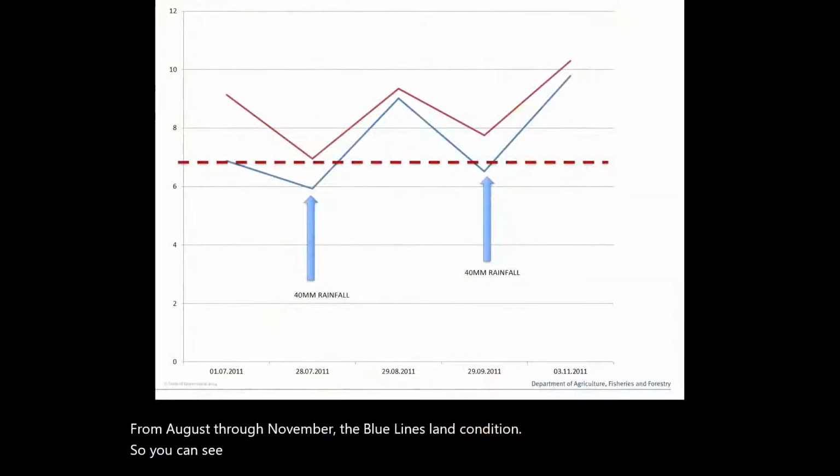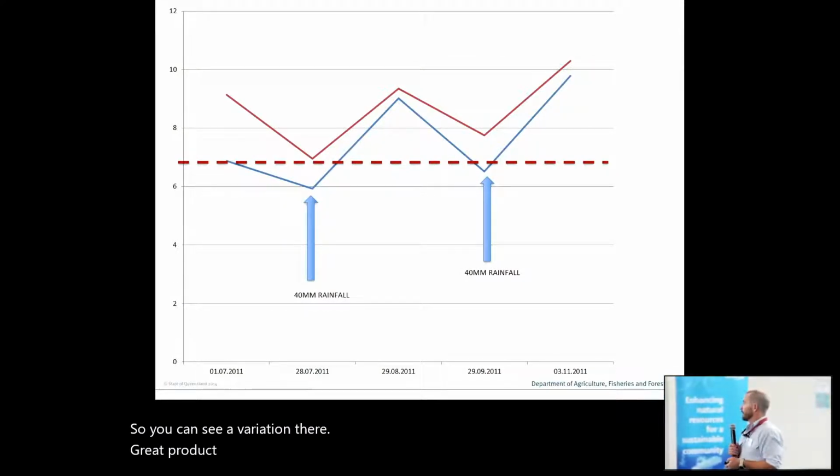Now, as a rule of thumb, in your pastures, if your crude protein drops below about 7%, you go from efficient to deficiency. The red line was the land condition B paddock. That's how its crude protein went from August through to November. The blue line is the land condition C paddock. Okay, so you can see a variation there in terms of crude protein over that 4 or 5 month period.